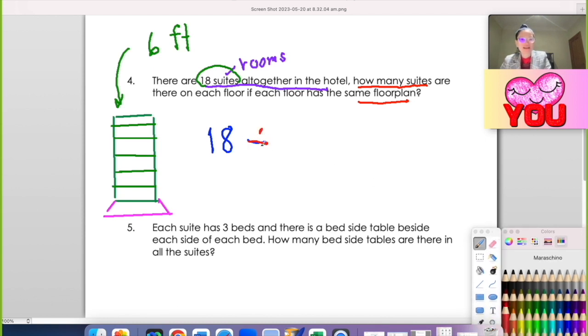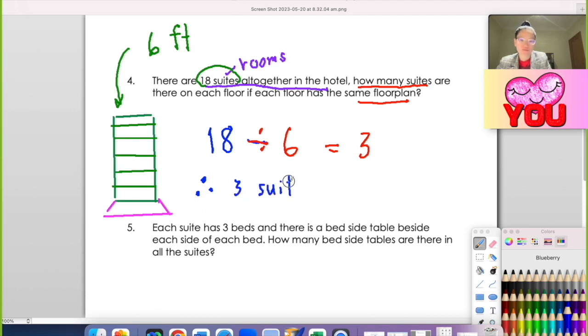18 divided by 6, huh? So it equals 3. So that means your answer to the question, how many suites? There are 3 suites on each floor. So your answer is 3.